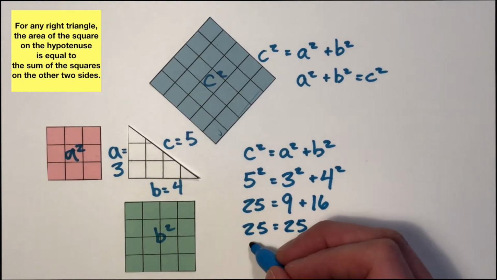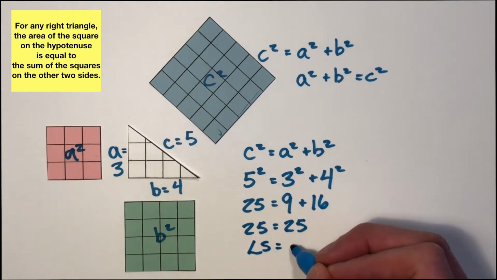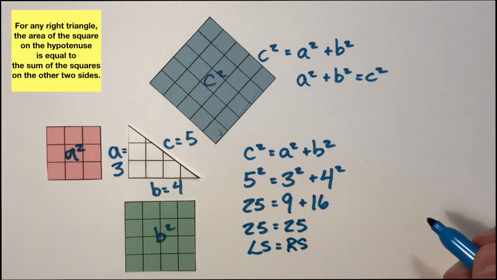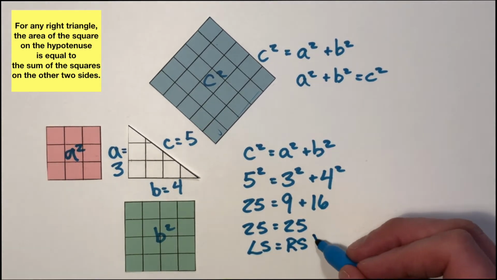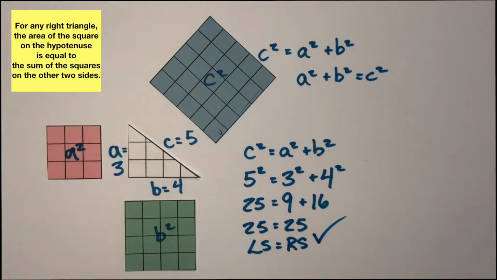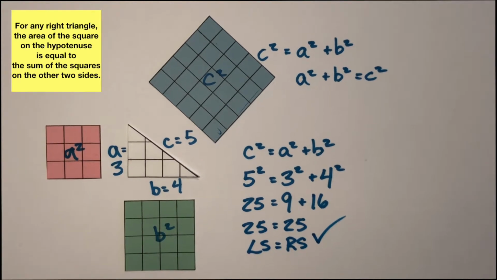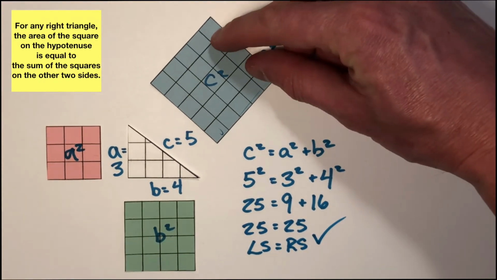So, in this equation, the left side is equal to the right side. So we can say that this equation is true. And there you have it, proof of the Pythagorean theorem. However, there's one more way that I can show you if you don't believe me already.